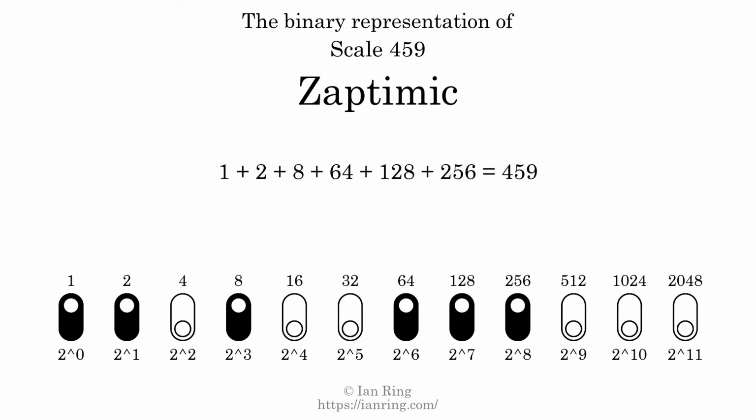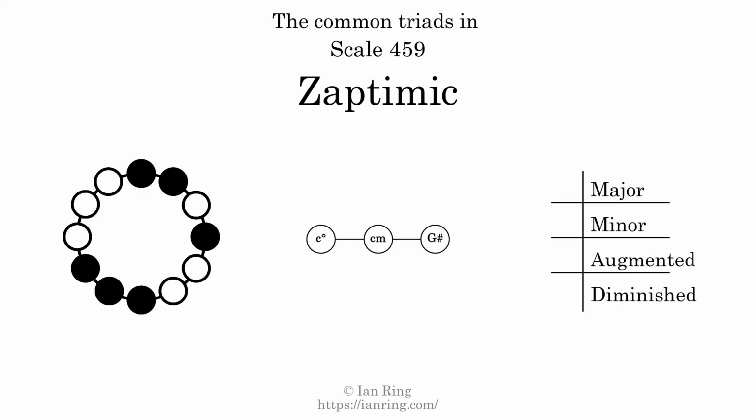The scale number not only enumerates the scale with a unique index, but it also literally describes the tonal content of the scale. Represented as a binary number in base 2, the scale number is 0001110011011. Here are the common triads present in this scale.